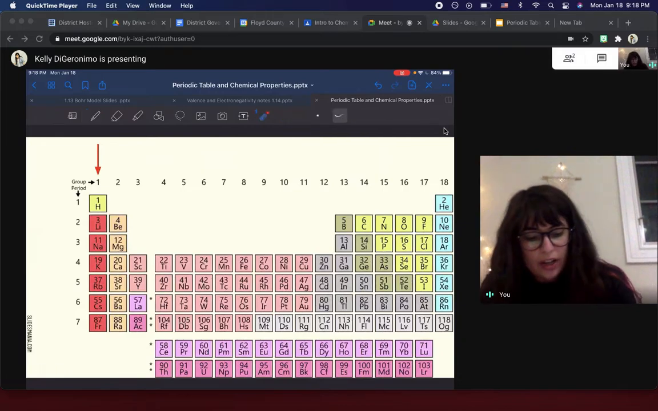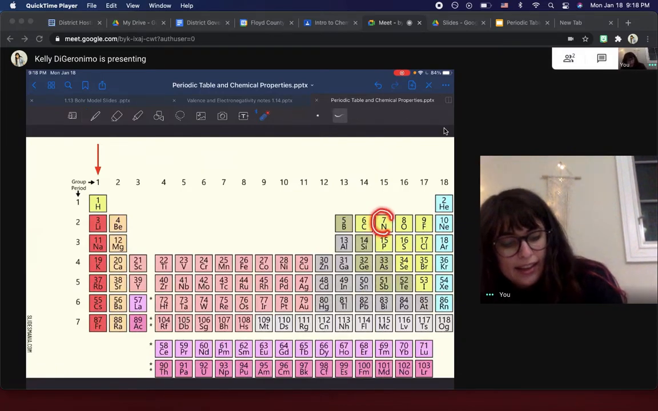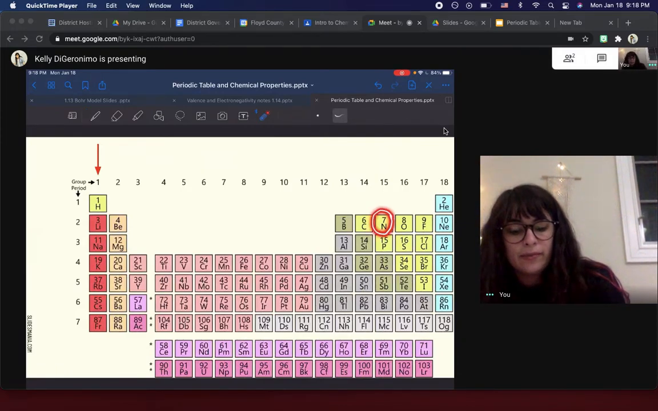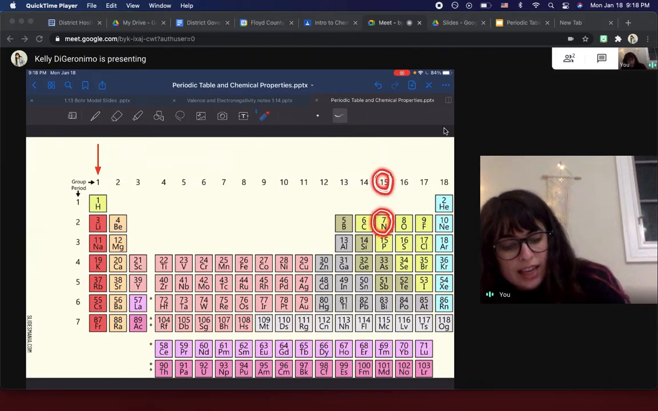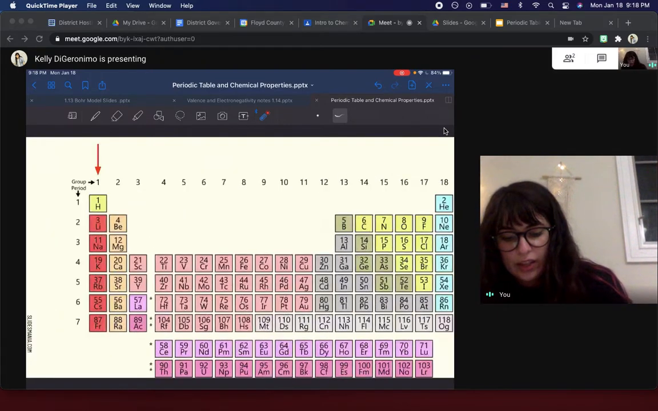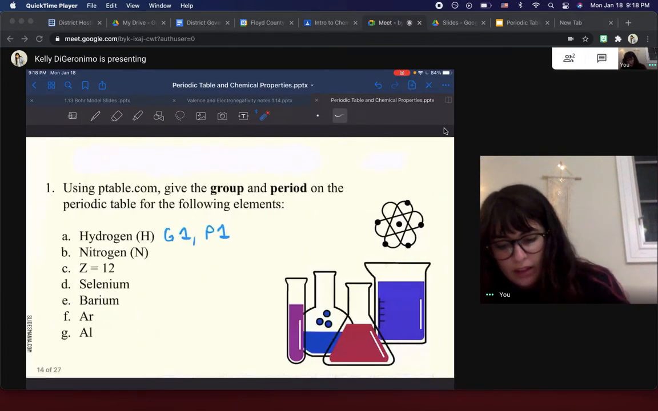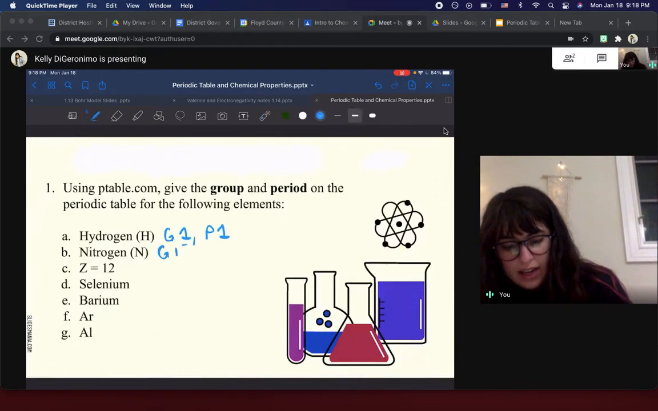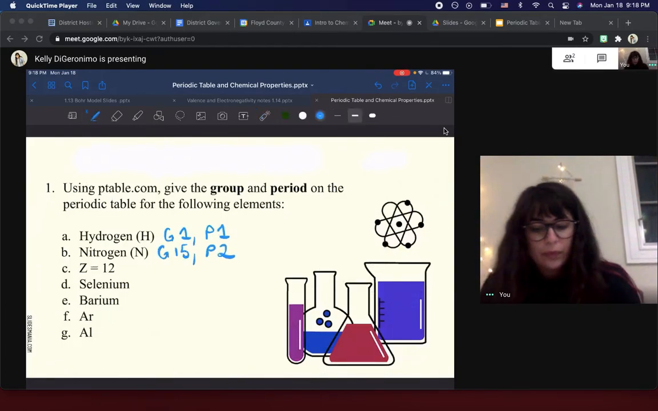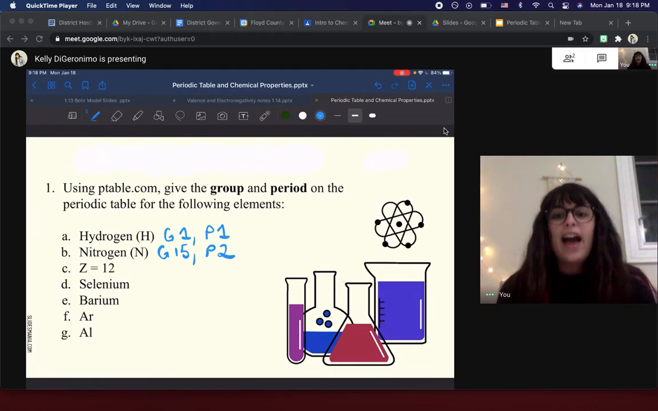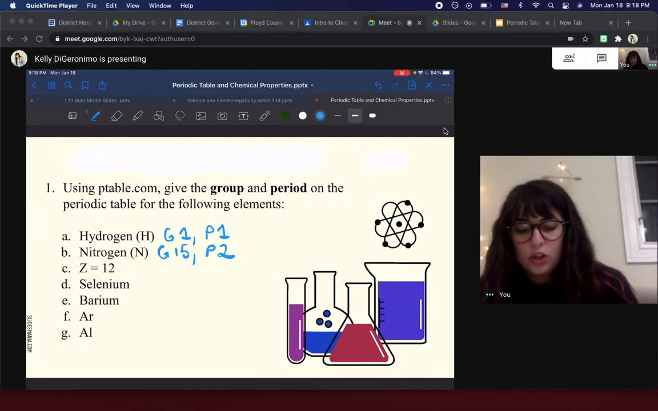Nitrogen, if you look hard enough, is N. It's atomic number 7. It's in group 15 and period 2. Group 15, period 2. Let's write that one down. Group 15, period 2. Find the group and period of the element with atomic number 12.